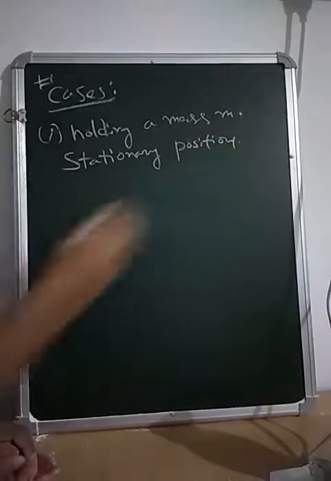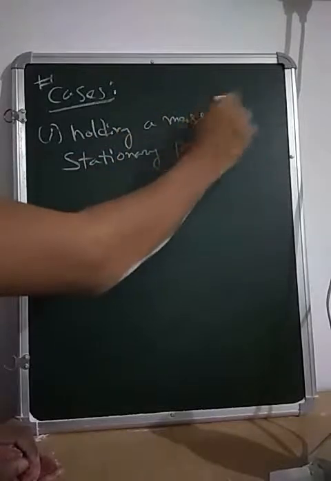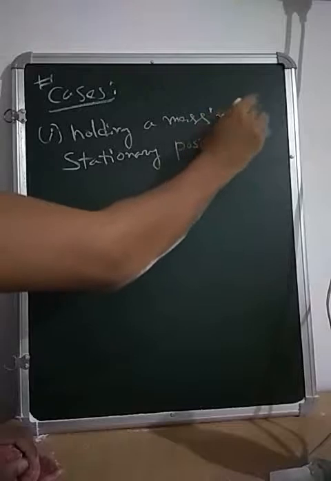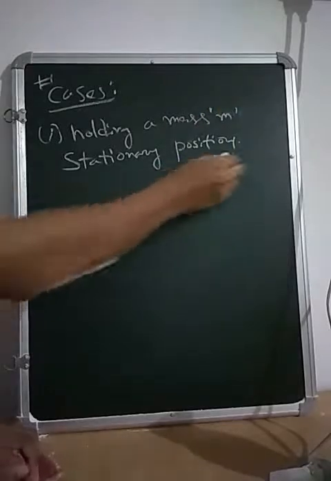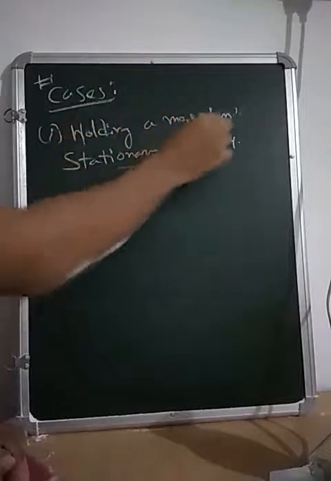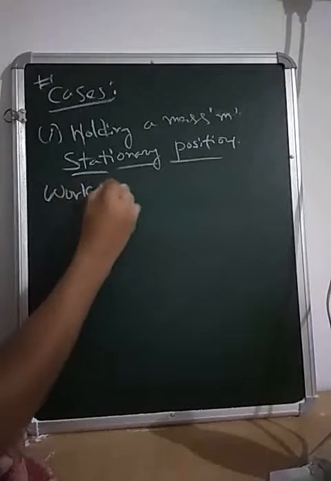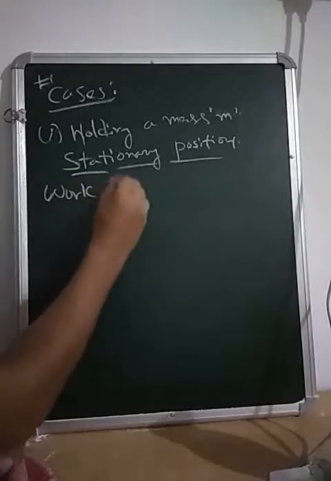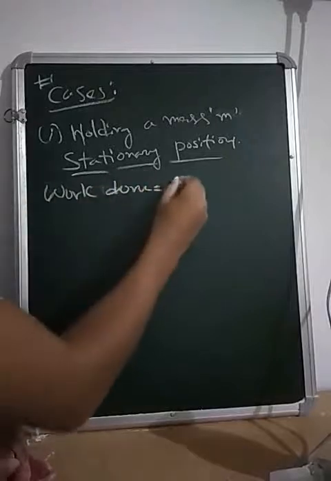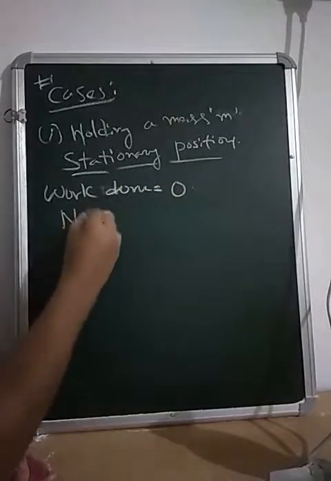Suppose a person is holding a mass m and standing without any displacement or movement. That is, the person is in a stationary position. Then the work done in this case is 0, because there is no displacement.